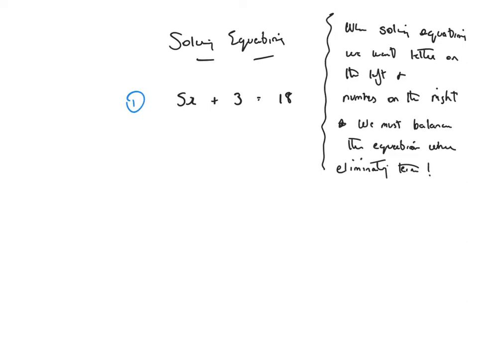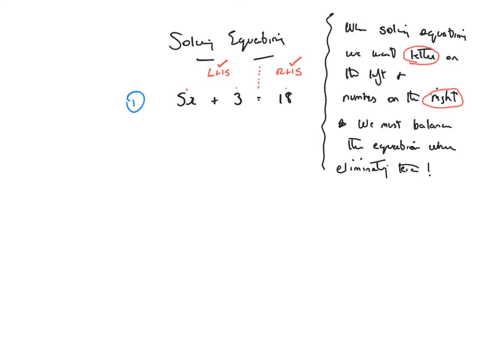Okay, so let's just go over that with this example. The equal sign's in the middle. Anything to the left of the equal sign is on the left hand side, and anything to the right of the equal sign is on the right hand side. Now we want letters on the left and we want numbers on the right.